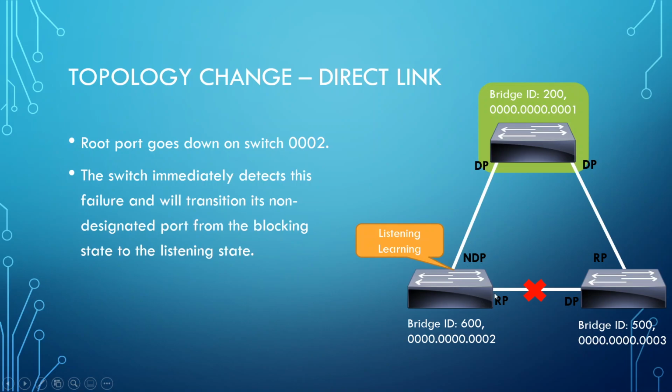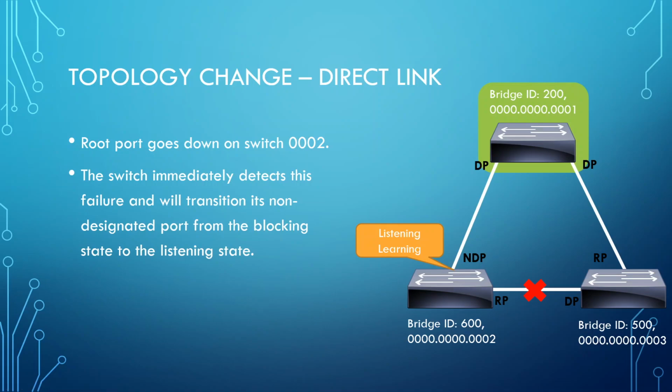Okay, so imagine this sort of scenario. Switch 002, its root port goes down, and it immediately detects this failure because it's a direct failure. So this is the topology change process on a direct link failure. It knows, because it's been receiving BPDUs all along over this link, that it can reach the root bridge via this link. So what does it do? Does it go straight to forwarding? No. It still has to go through the listening and learning states.